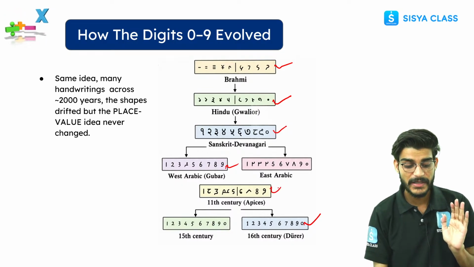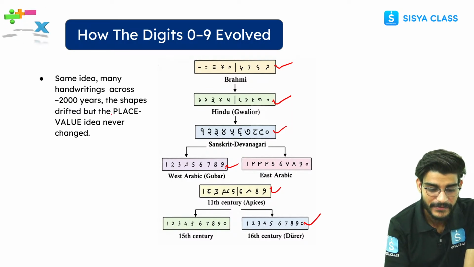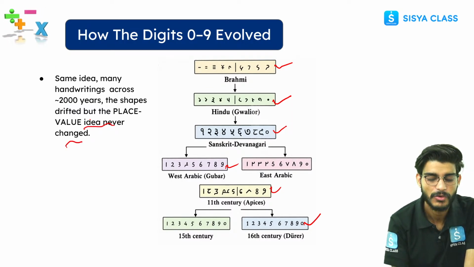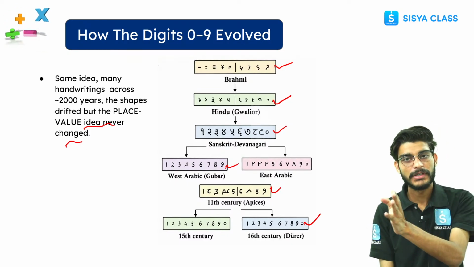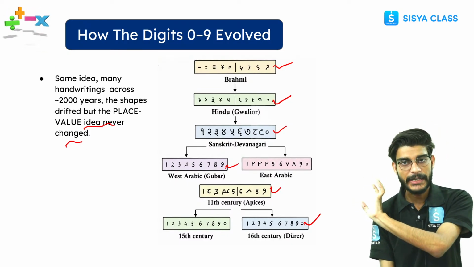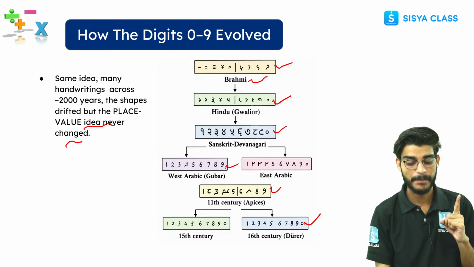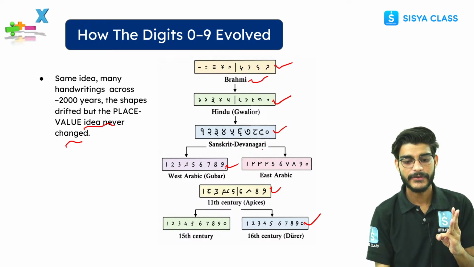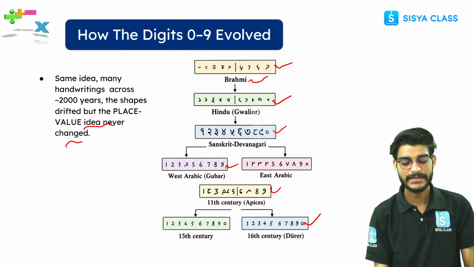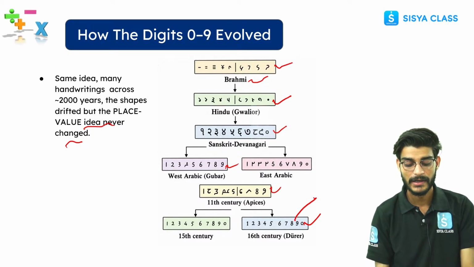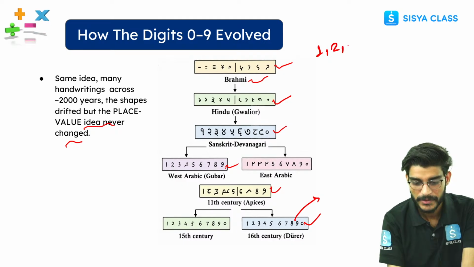11th century. What is going on here? Across 2000 years of handwriting, the shape drifted, but the place value idea never changed. The meaning is the same, like 1, 2, 3, 4, 5, 6, 7, 8, 9, but the notation is different in each one. If you see Brahmi, Hindu, Sanskrit or Devanagari, West Arabic, East Arabic, 11th century, 15th century and 16th century. This is what is going on currently: 1, 2, 3, 4, 5, 6, 7, 8, 9, 10. Right? Hindu number system.